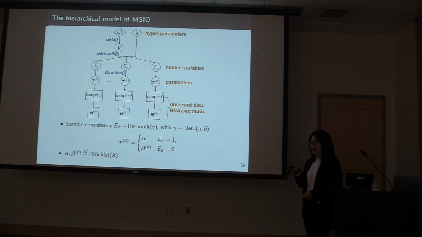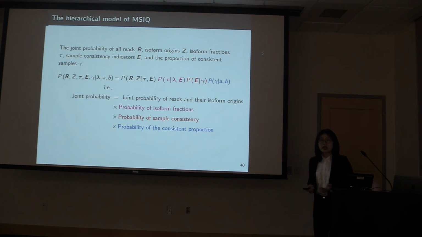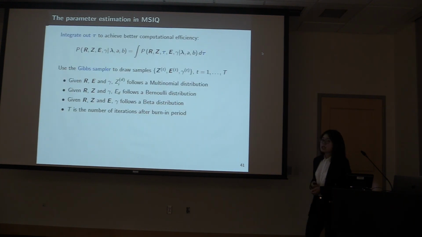Given this hierarchical model, we can derive the joint probability of all the reads, isoform fractions, and other hidden variables. And this probability can be decomposed into 4 components, each representing the probability of observed reads or hidden variables. This is a very complex probability distribution whose direct estimation is not feasible. Therefore, we designed a sampling approach to draw posterior samples from this distribution.